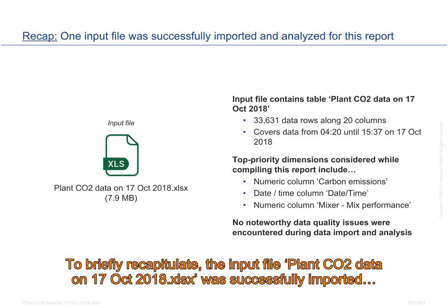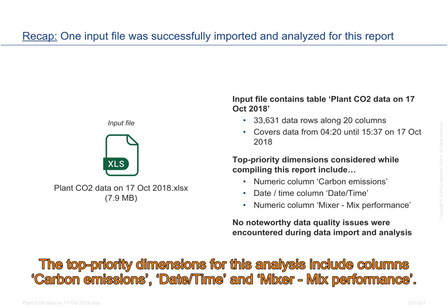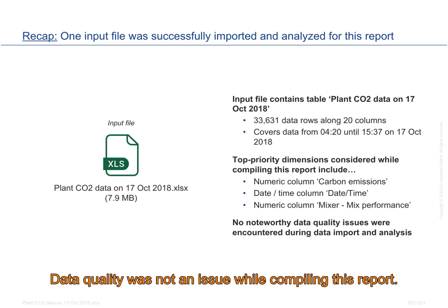To briefly recapitulate, the input file plant CO2 data on October 17, 2018.xlsx was successfully imported and found to contain one table with almost 33.6 thousand rows and 20 columns. The top priority dimensions for this analysis include columns carbon emissions, date time, and mixer mix performance. Data quality was not an issue while compiling this report.